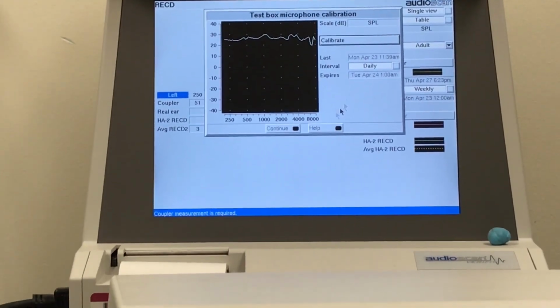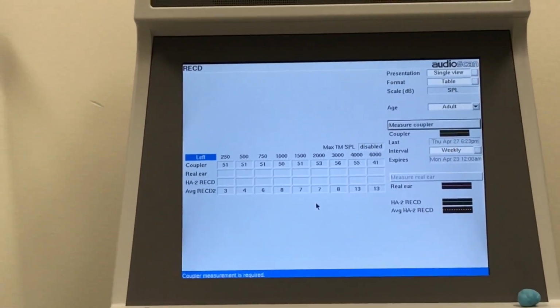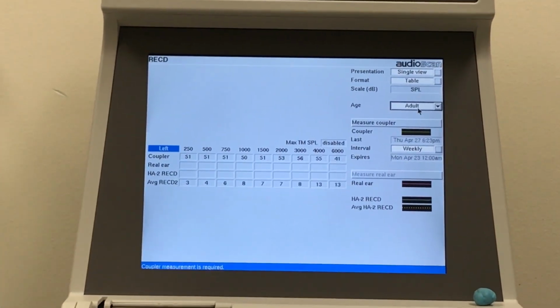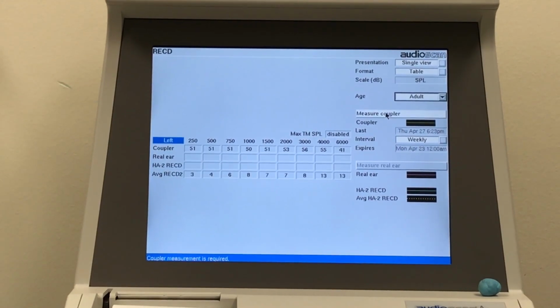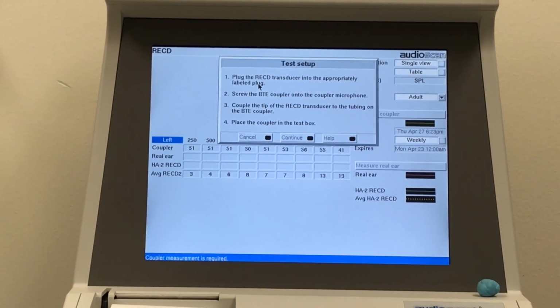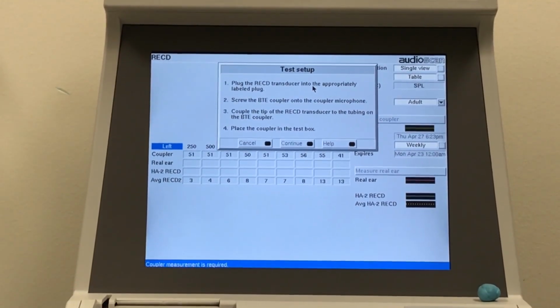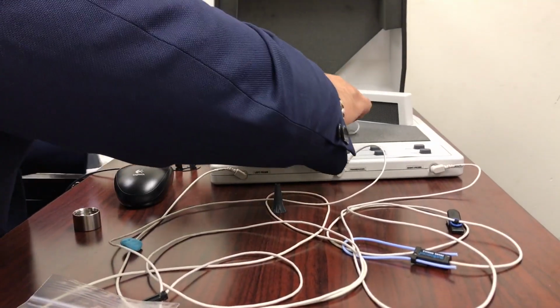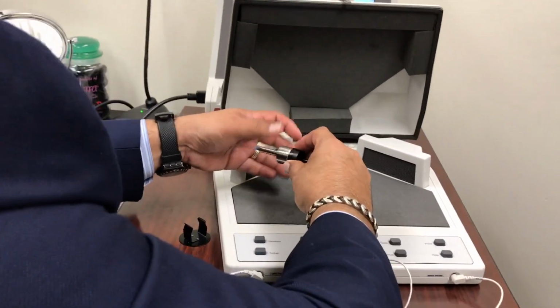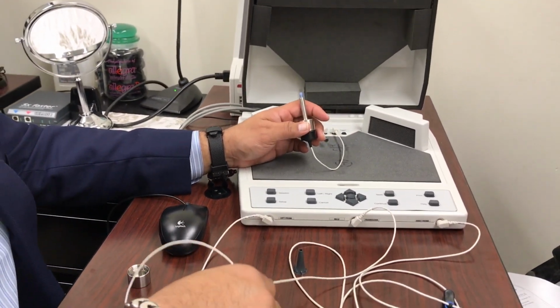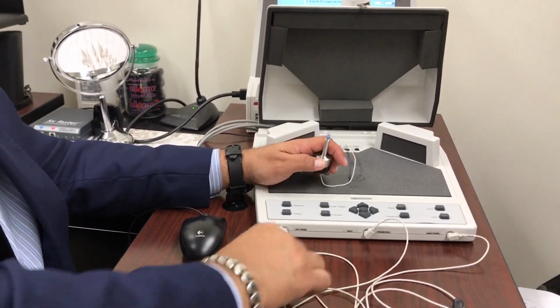Okay, so I went ahead and calibrated it. Now it's asking us, are we doing this for an adult or a child? We're going to do this for an adult. Now we say we want to measure the coupler, and it says plug the RECD coupler into the appropriately labeled plug. That's this. Then I'm going to take this guy and couple it, and then I'm going to take this guy and plug this in here.